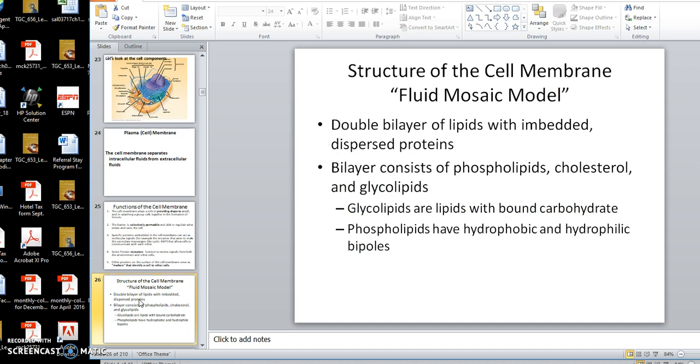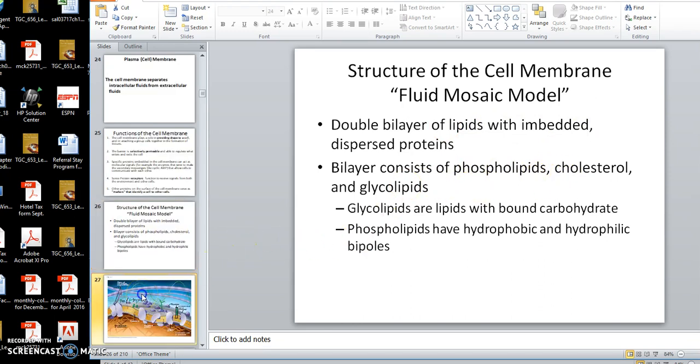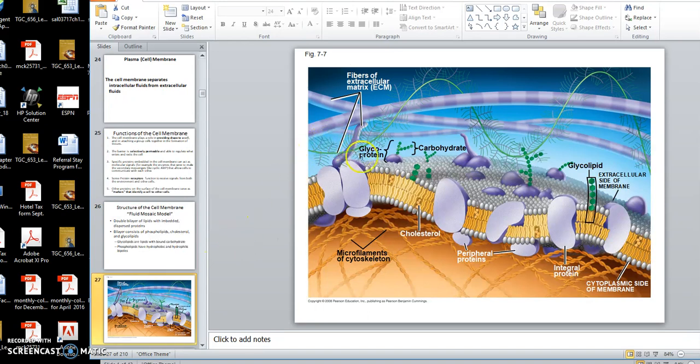The modern concept of the cell membrane is what we call the fluid mosaic model. Now, a mosaic pattern means, if you had a mosaic shirt, you would have several figures on your shirt. Fluid means it floats around. It consists of phospholipids, cholesterol, glycolipids, things we talked about in Chapter 2. Here would be an example to show you.